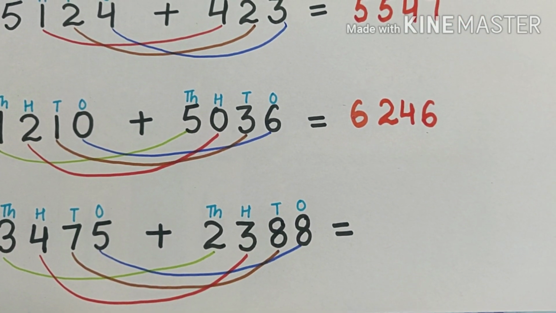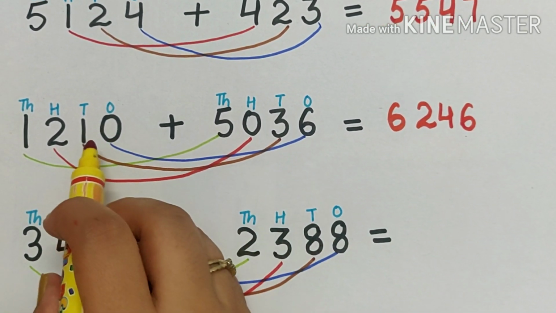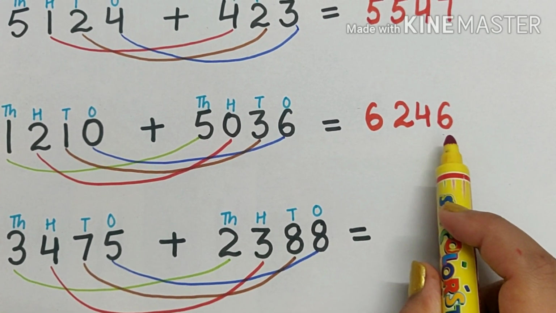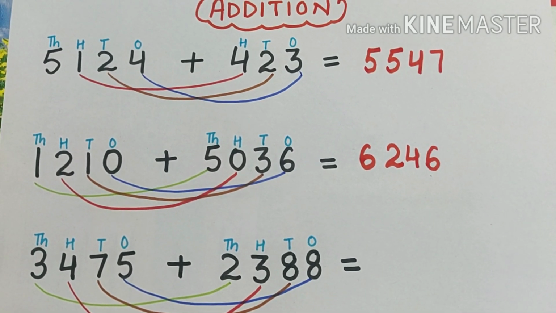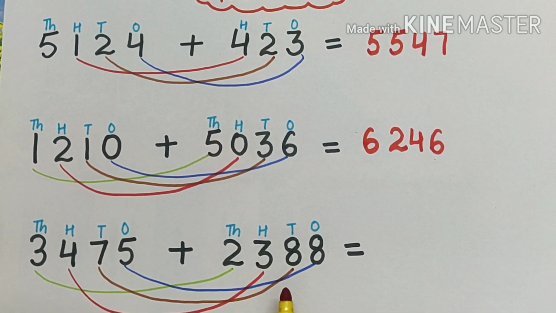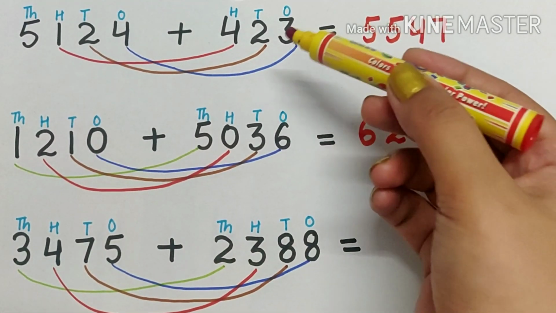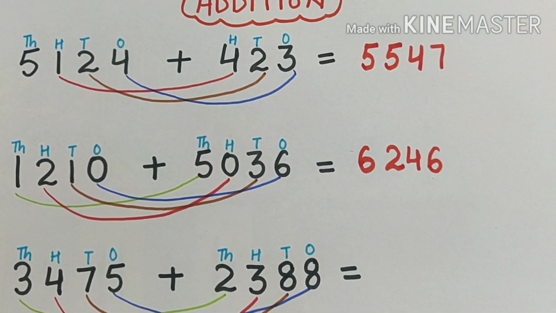So in this, 6246. When you will add these two, you will get 6246. Now look at one more example, and in this we are going to do addition with carrying. These two are the examples of addition without carrying.